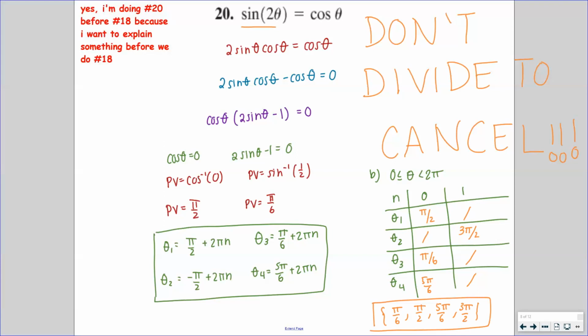Again, table, you guys don't need to show. If you can do what's boxed in orange in your head, that's fine, but I do need to see the work algebraically for part A. And don't divide to cancel.